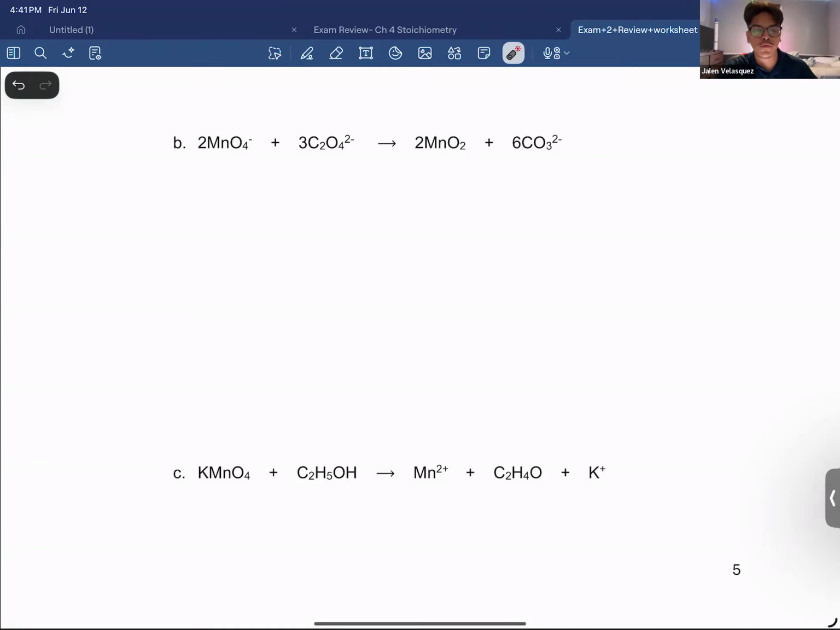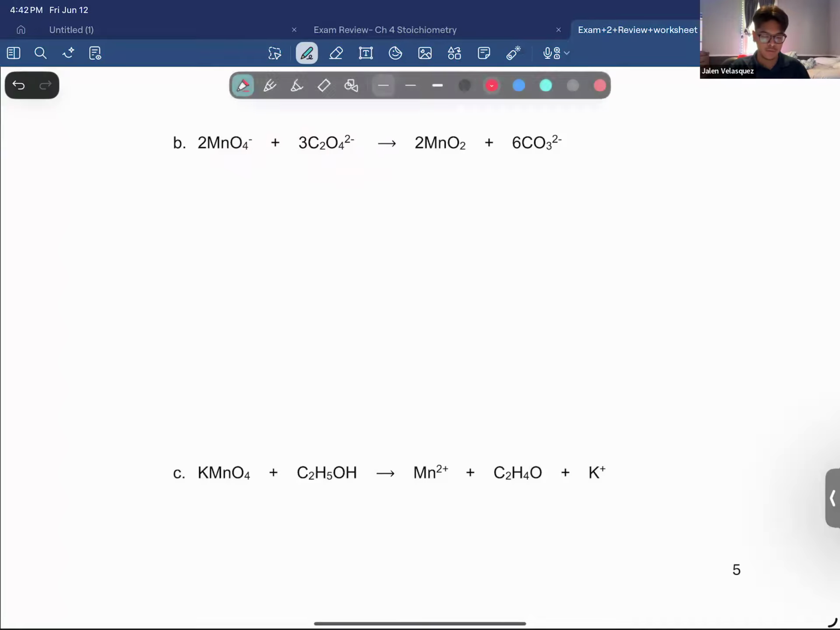All right, so let's start to go through this. So part B, here we have the permanganate ion reacting with the oxalate ion. Okay, so we need to figure out, again, what's oxidized, what's reduced, and what are the oxidizing and reducing agents.